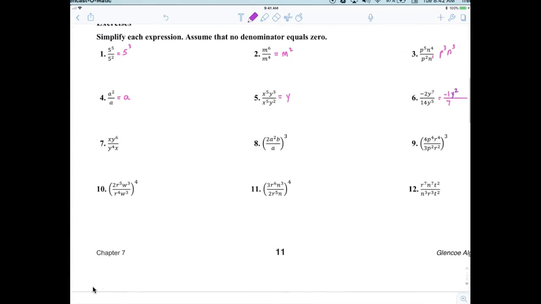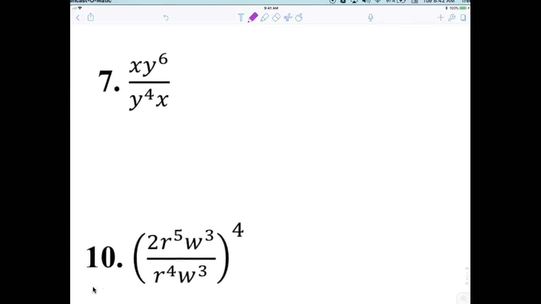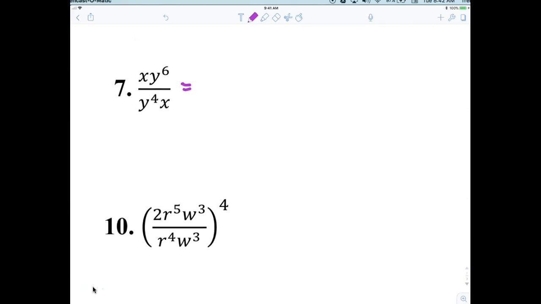Number 7. Here we go. Be real careful. What happens to the x's? So my answer is y squared. Perfect.